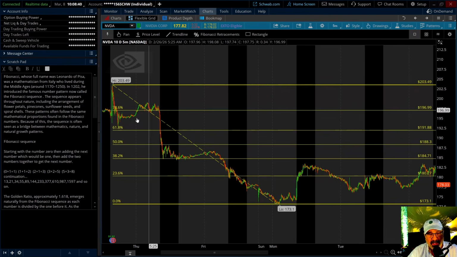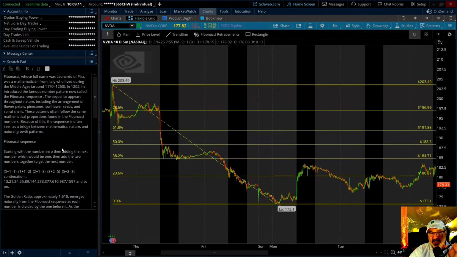So the Fibonacci sequence, and you can look down here and read along with me, starts with the number 0, then adding the next number, which would be 1, then adding the two numbers together to get the next number. Here's an example. 0 plus 1 equals 1, 1 plus 1 equals 2, 2 plus 1 equals 3, 3 plus 2 equals 5, 5 plus 3 equals 8, and so on. And then here are your numbers, 13, 21, 34, 55, 89, and going on and on and on. And that goes on forever.